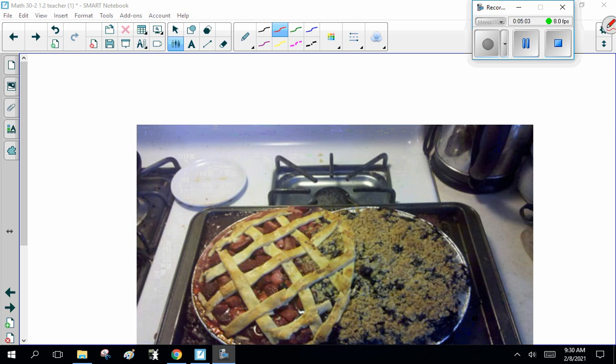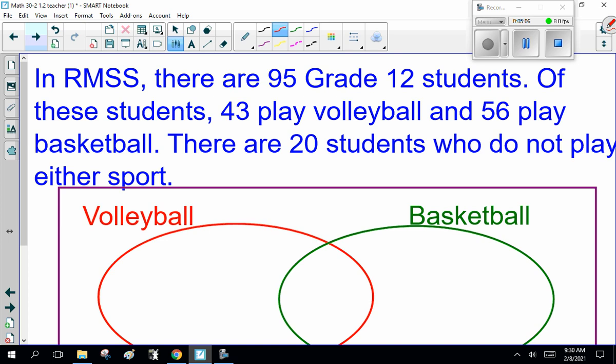Okay, moving on. Venn diagrams. In Roman Lutheran Secondary School, there are 95 grade 12 students. Of these students, 43 play volleyball, 6 play basketball. There are 20 students who do not play either sport.